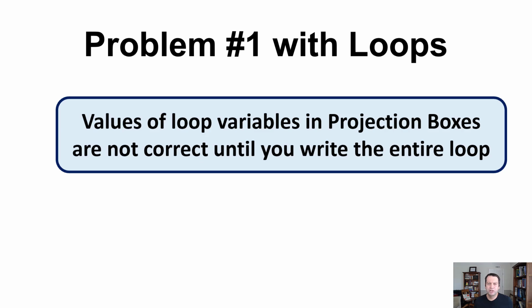So the first problem with loops is that values of loop variables in projection boxes are not correct until you write the entire loop. The case I showed you with summing up the elements of a list is the simplest possible case, but in general you can have many loop variables, and until you write the entire loop, none of them have the correct values for a programmer to use for specifying examples, which kind of defeats the original purpose of combining live programming with programming by example. Remember, we wanted projection boxes to allow the programmer to only have to specify the output of an example, not the input.